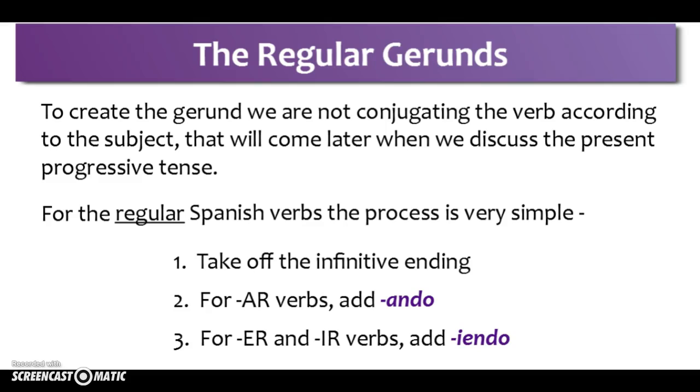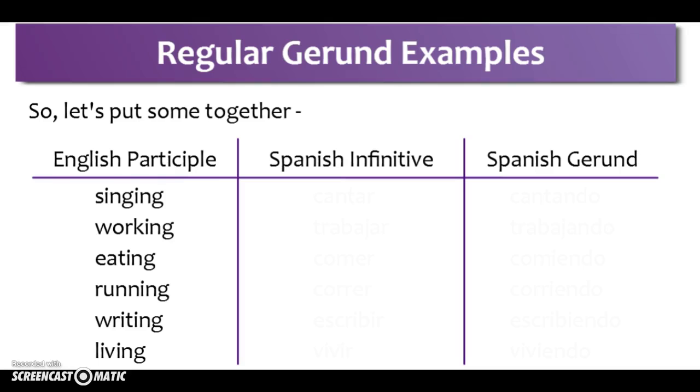It's a very simple process to create a regular Spanish gerund. As you have always done with a verb, you take off the infinitive ending first. For AR verbs, you then add -ando, A-N-D-O. For ER and IR verbs, you add -iendo, I-E-N-D-O. And that's it. That's how you create a gerund.